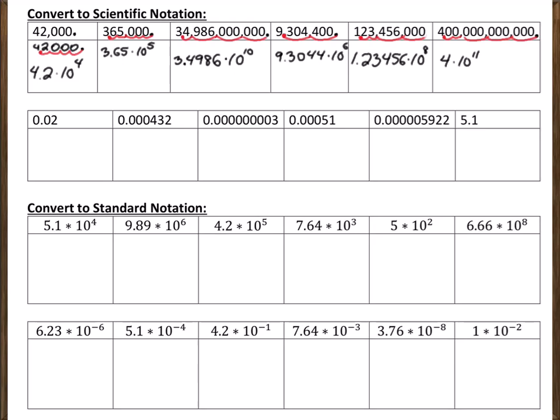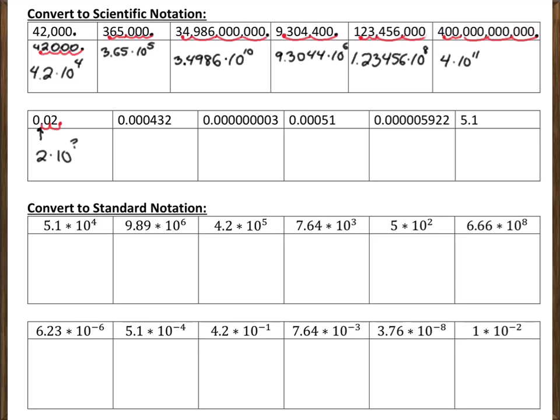So now we're on the second row of this page. So we have 0.02. So our decimal point is starting here. Where does it need to land in order for this number to be in proper scientific notation? Well, it's going to need to land right here in front of the 2, which means we have to move the decimal point over not once but twice. So this is going to be 2 times 10 to the what power?